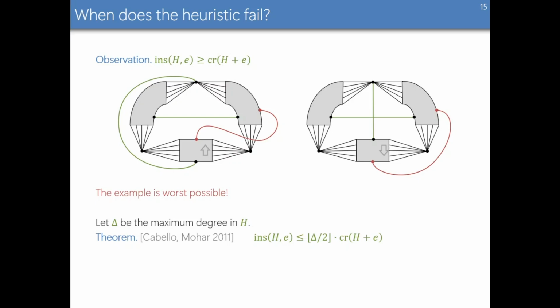So Cabello and Mohar showed that the insertion problem will be an approximation of the crossing number with a ratio of delta half. But this is just for a graph which is essentially planar plus 1 additional edge. So it's not very interesting approximation algorithm because it's for such a restricted graph class.